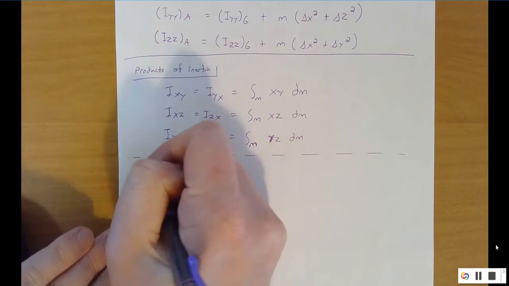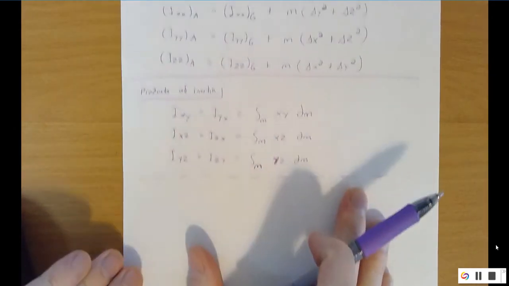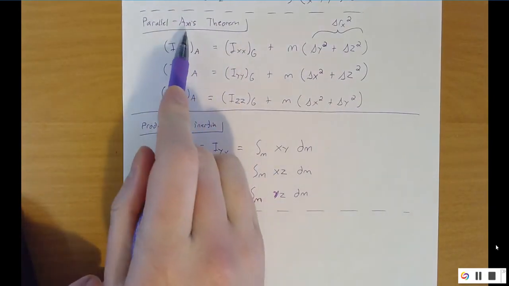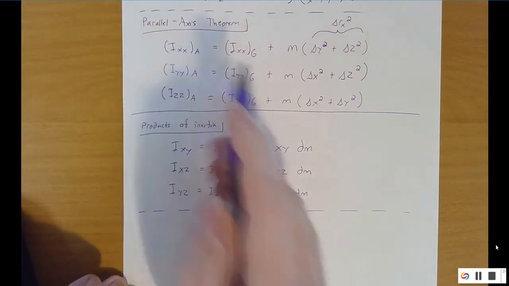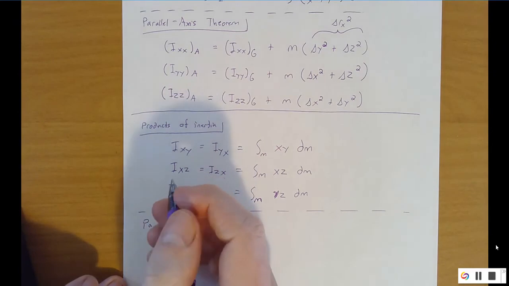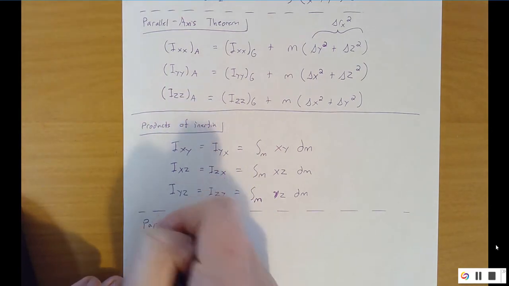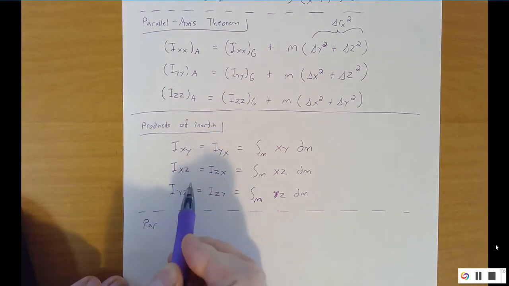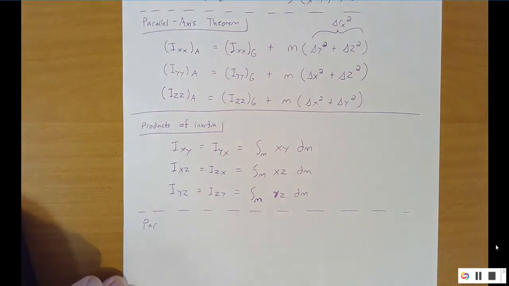So we had parallel axis theorem for our mass moments of inertia. We have a similar idea here, but instead of an axis, it is a plane. So again, these are planes. This is the XY plane, the XZ plane, the YZ plane, and I'm looking at symmetry in that plane. That's what that means.